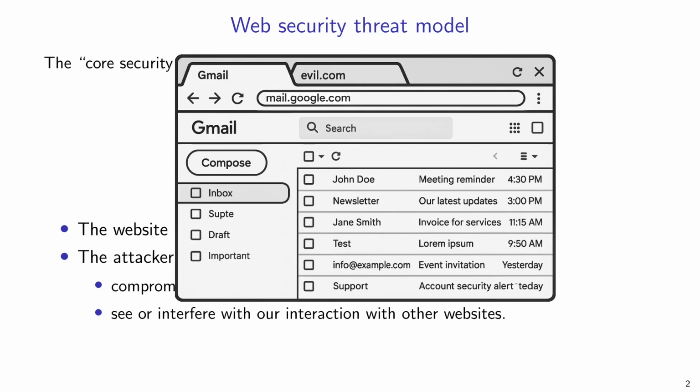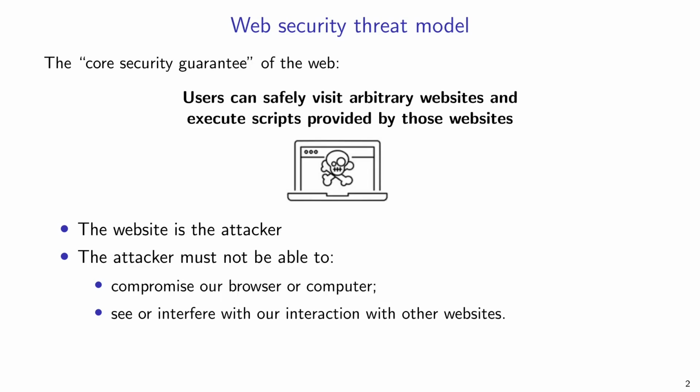For instance, if we have Gmail opened in one browser tab, we don't want a malicious website opened in another tab to read our emails, right? And this is where our browsers apply a set of rules called the same origin policy, which is the central topic of this lecture.